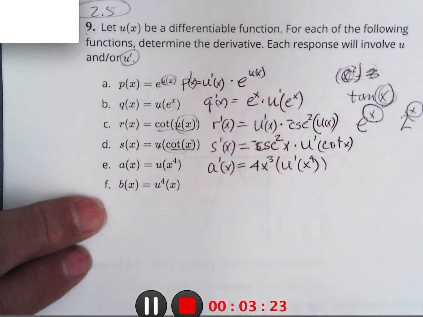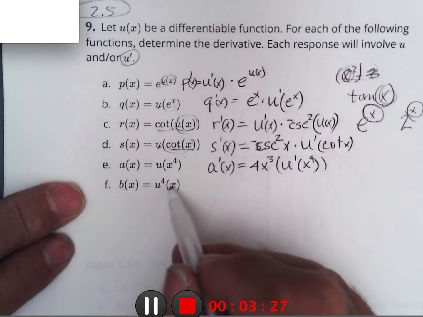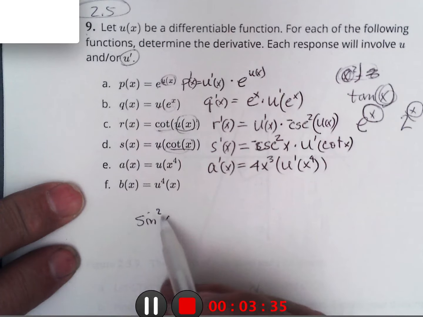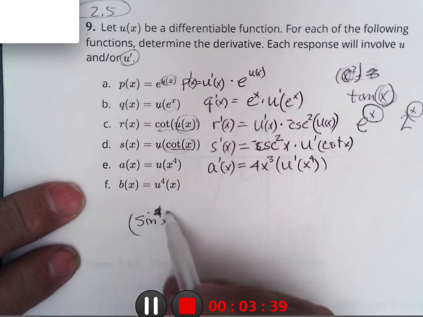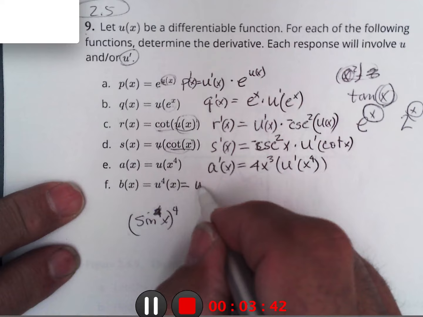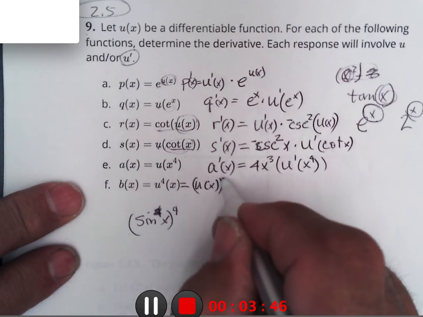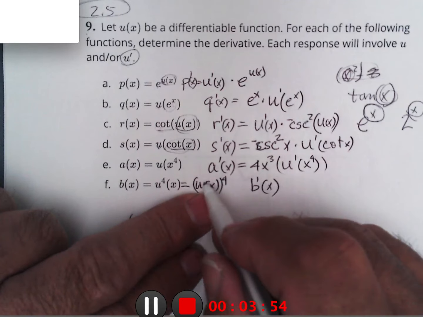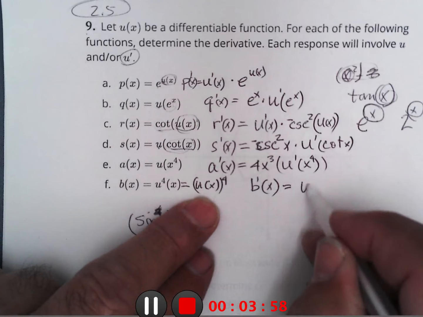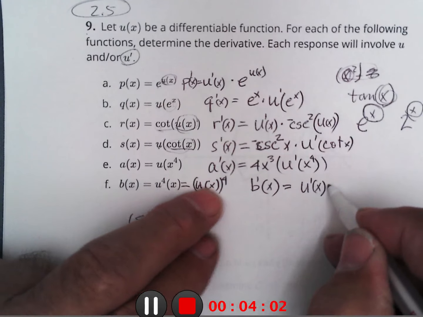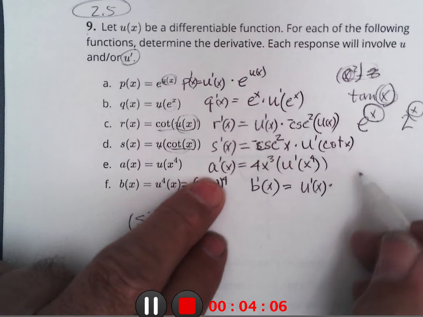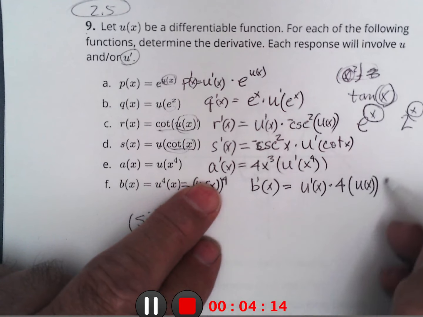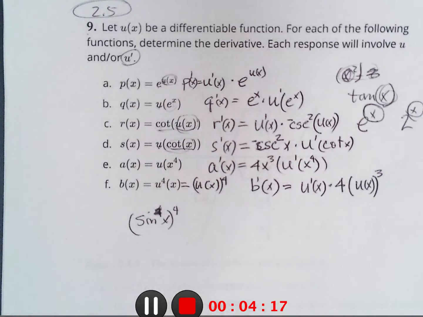And finally, this is interesting. This is like sine squared of x. If the u was sine of x, only this would be to the fourth. But when you type it in the calculator, you have to put it like this. So this is like u of x, whole thing to the fourth power. So to find b prime of x, the inside in here is going to be u prime of x, whatever that is, its derivative, times, now we got the power rule going here, 4 times what's in it to 1 less. That's number 9.